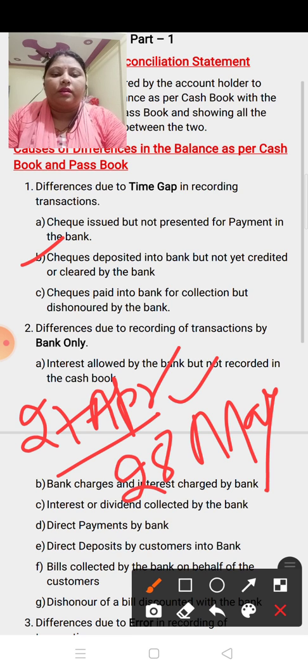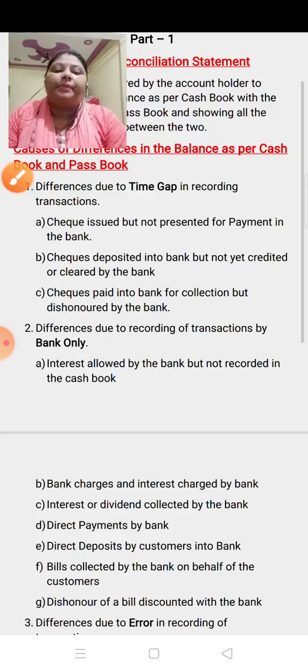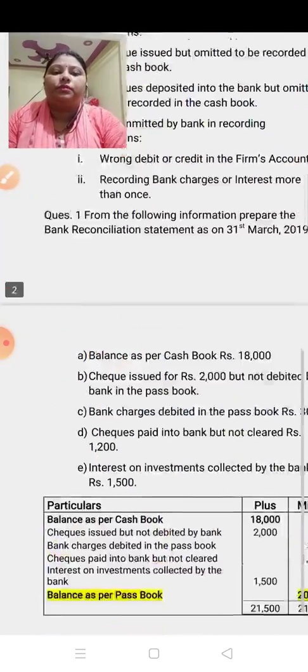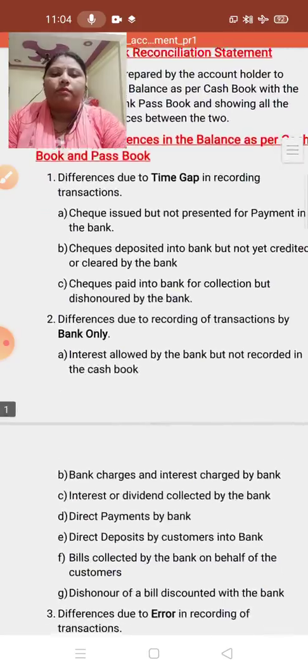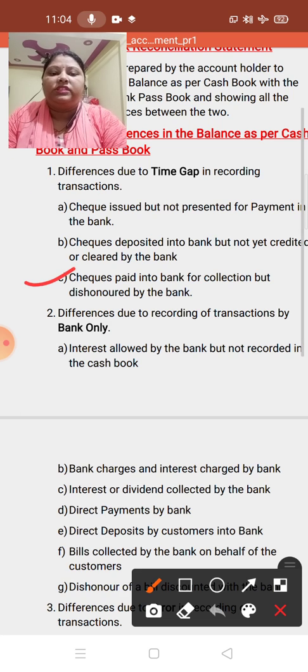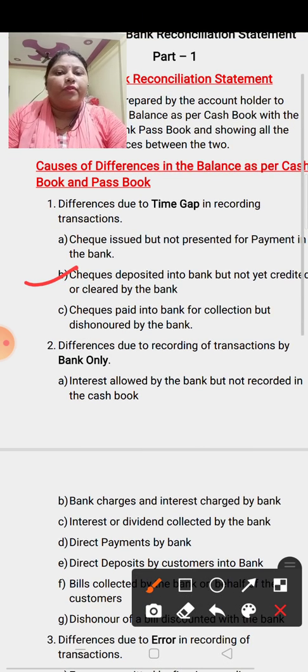Next is a check paid into bank for collection but dishonored by the bank. Check paid into bank for collection means someone has given us a check and we have deposited it into the bank, but it is dishonored by the bank. The bank knows, we don't know about it. The check will be dishonored.